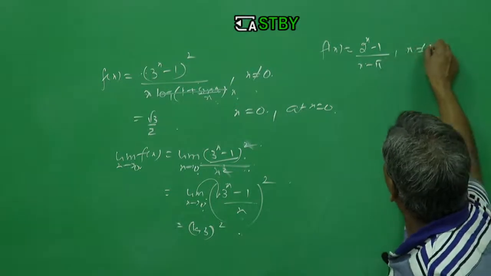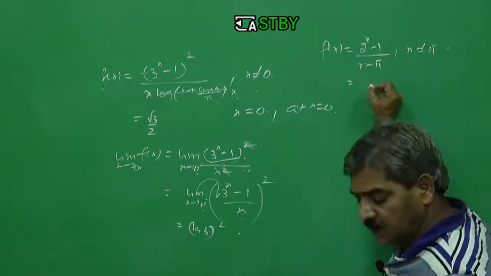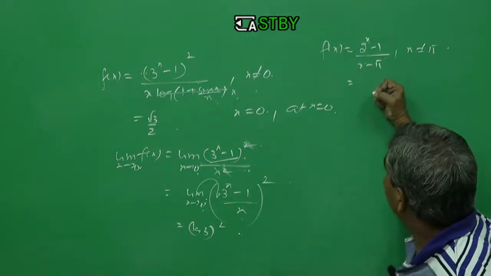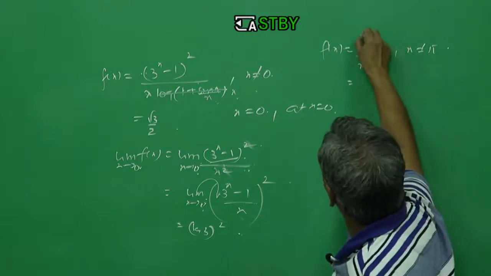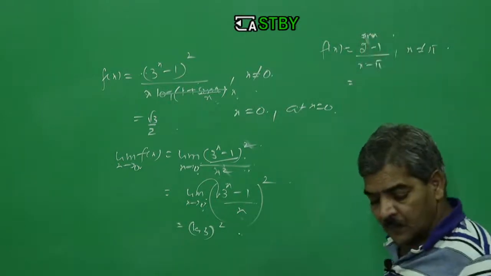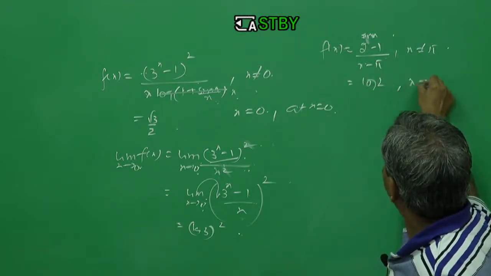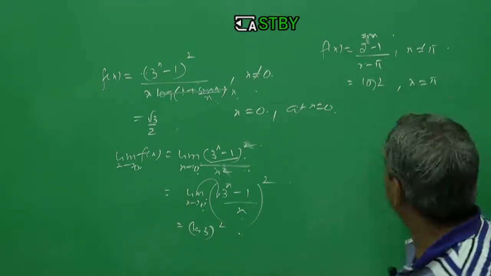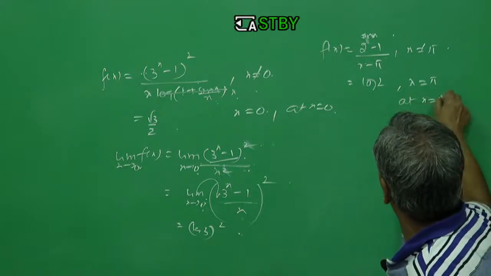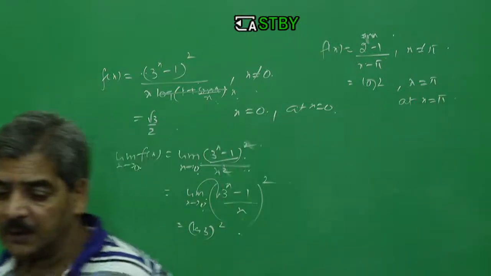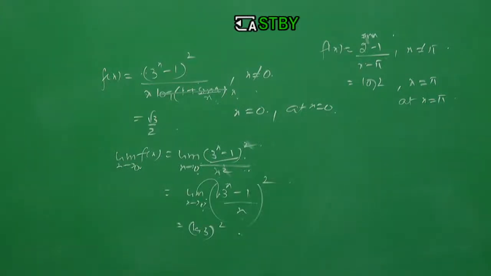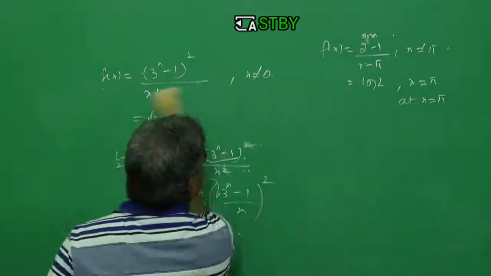x is not equal to pi and this is equal to, I made a small mistake, sin of x. Okay, next log of 2 when x is equal to pi. Discuss the continuity at x is equal to pi. I will solve it and tell you.